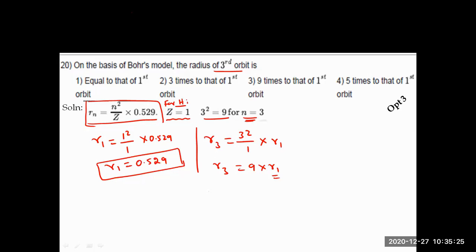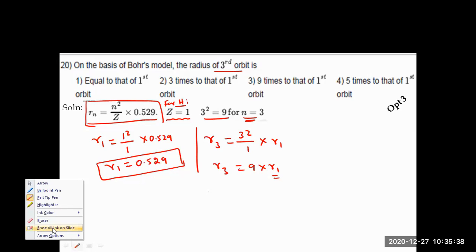Is that okay? Yes, sir. Now, if you have written, I'll take out that annotation, whatever I have written. You copy it down. Yes, sir. Okay.